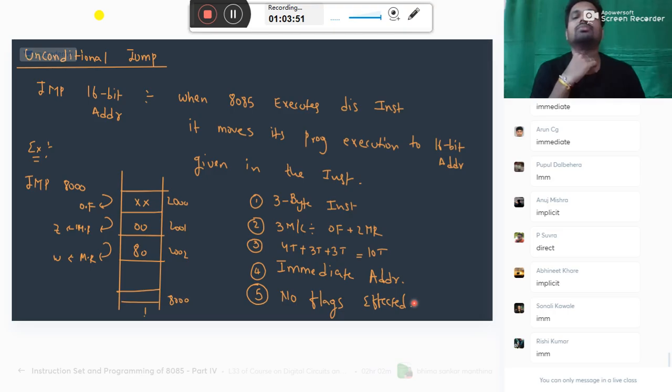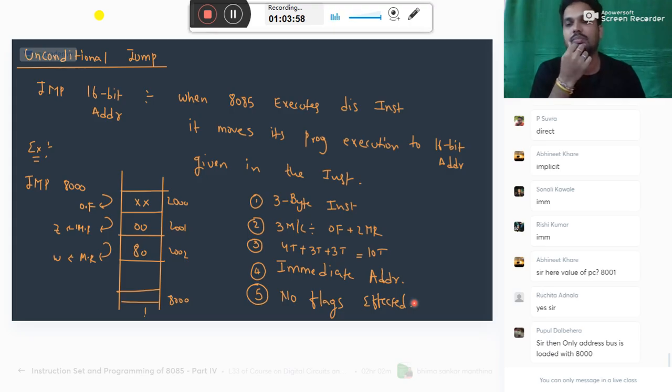Shall I move further? Value of PC I will explain, don't worry. Okay, so I know you will have some doubt. Let me give you what is happening internally.